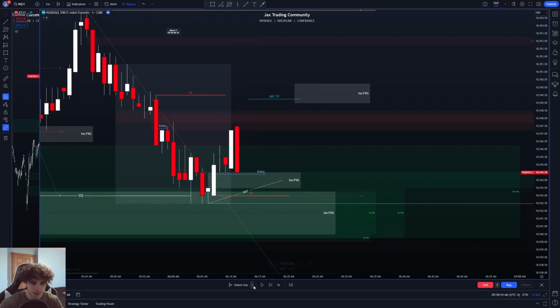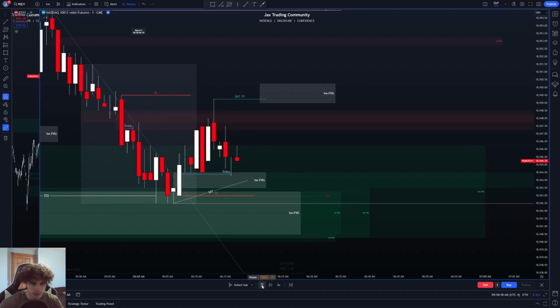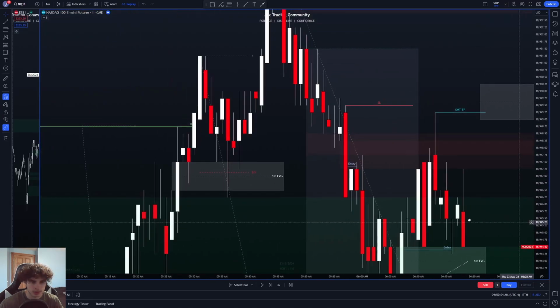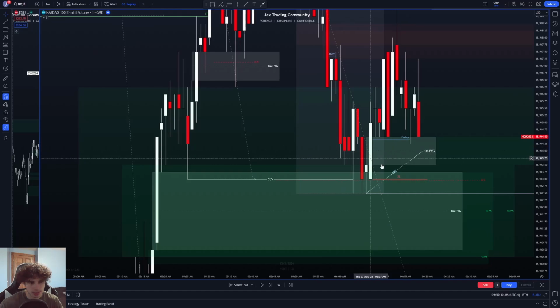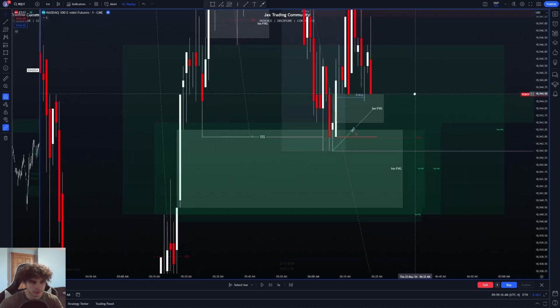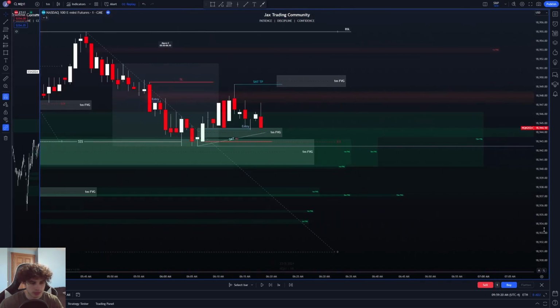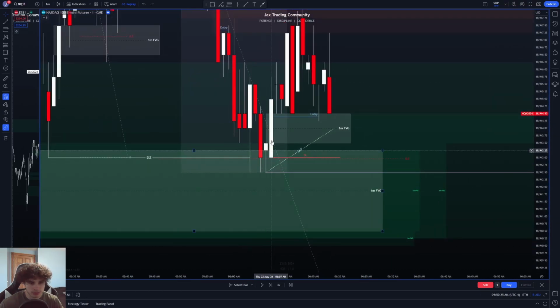We get a little displacement up here. Right, still letting structure play out. And after this, you could possibly take an entry here. This would be more of a lower quality entry. But the reason I say you could take an entry here is because we just swept this low. We also have tapped discount of this entire range. And right after that happened, we had displacement up.